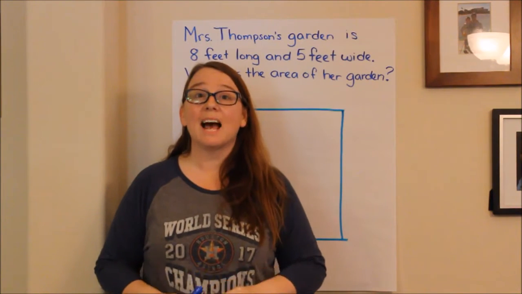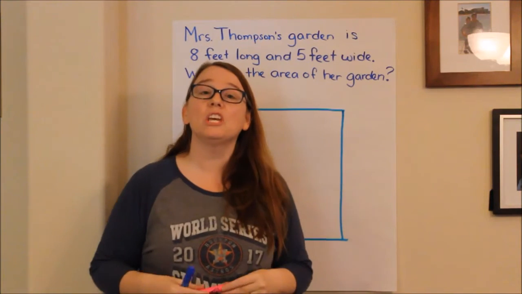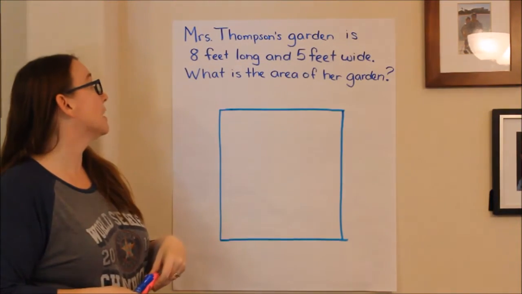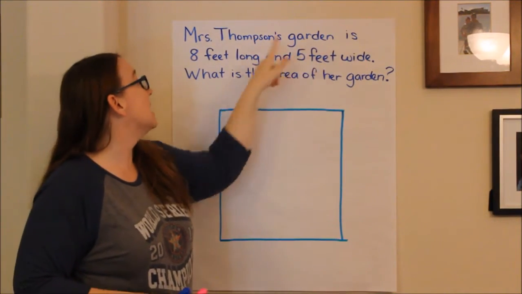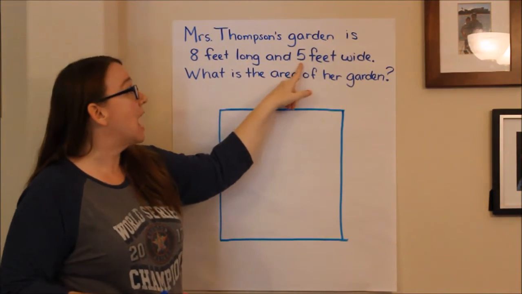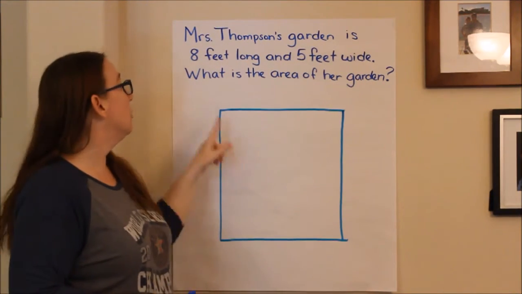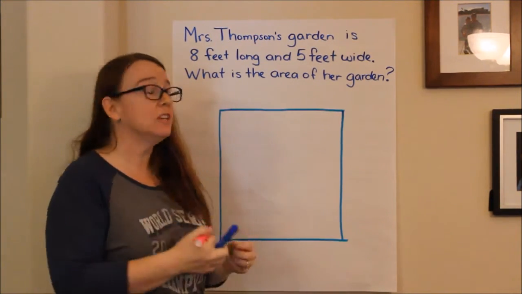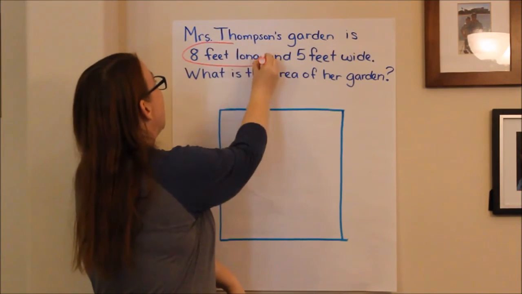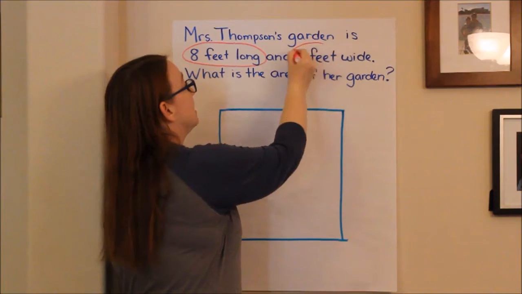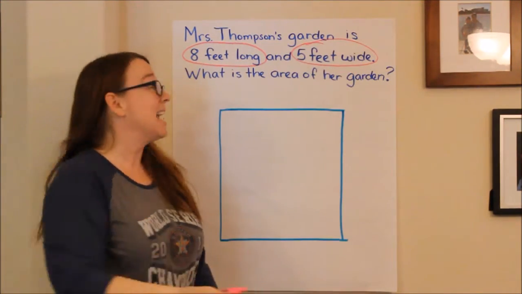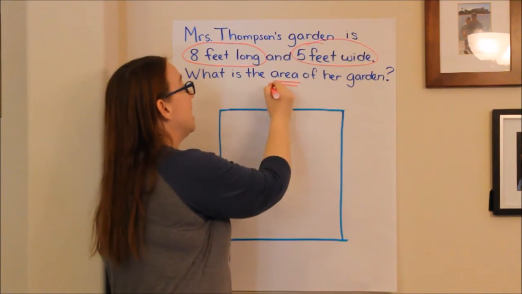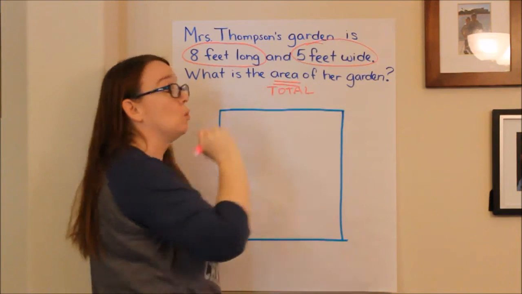So let's go ahead and look at an example of a word problem where we can use our area multiplication strategy to solve it. Let's look at this problem, for example. Mrs. Thompson's garden is 8 feet long and 5 feet wide. I want to know, what is the area of her garden? So what's the important information in this problem? Well, I know that it is 8 feet long, I know that it is 5 feet wide, and that I need to find the area. And if you remember from before, the area is the same thing as the total.